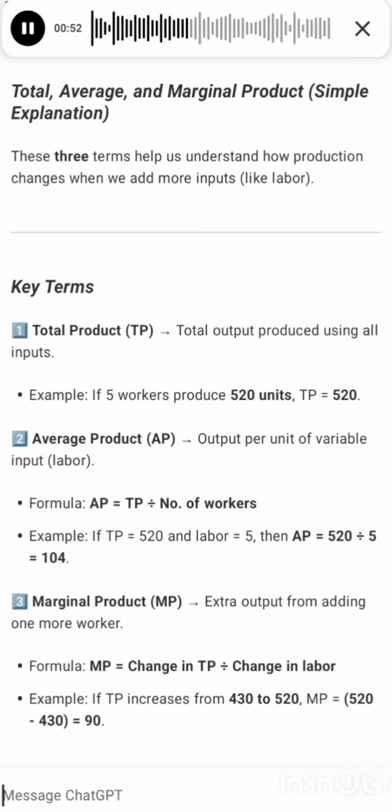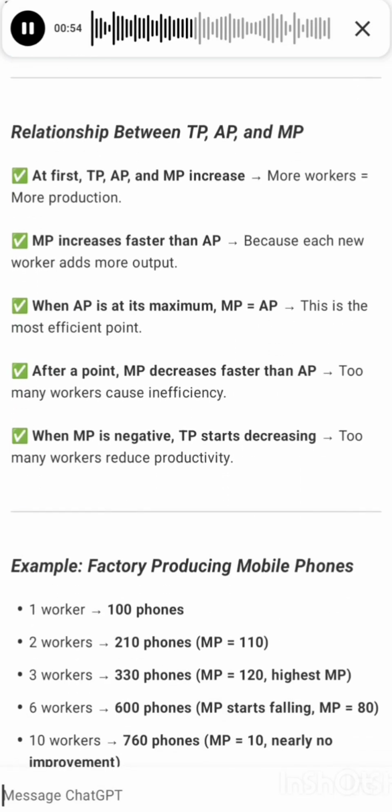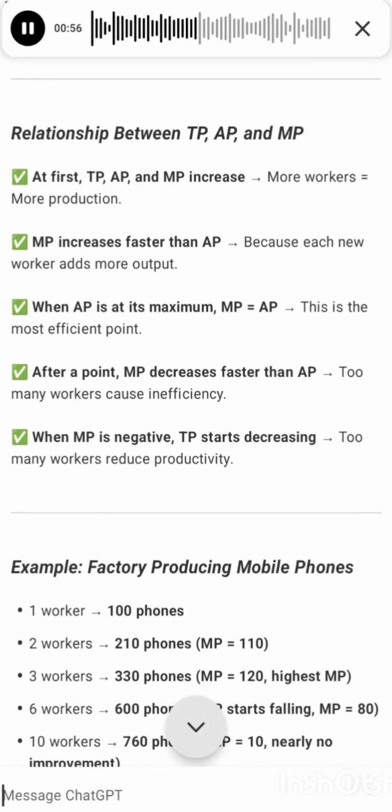Relationship between TP, AP and MP. At first, TP, AP, and MP increase. More workers, more production. MP increases faster than AP because each new worker adds more output. When AP is at its maximum, MP equals AP. This is the most efficient point.